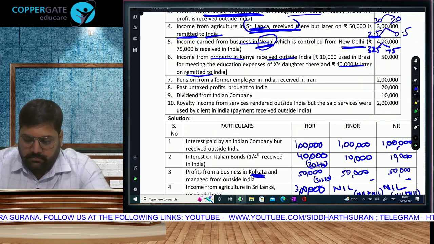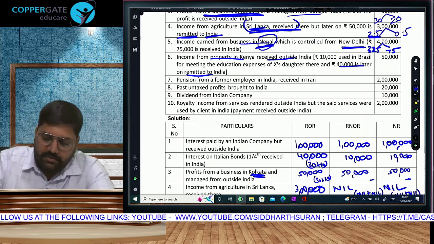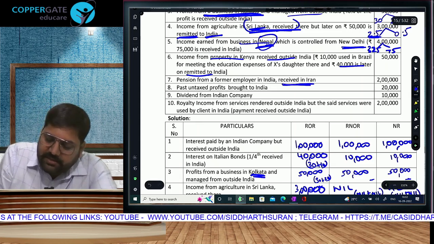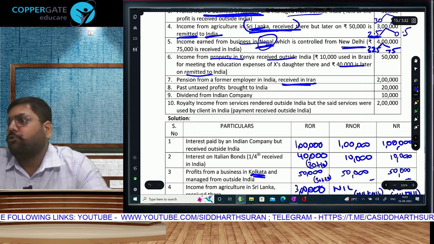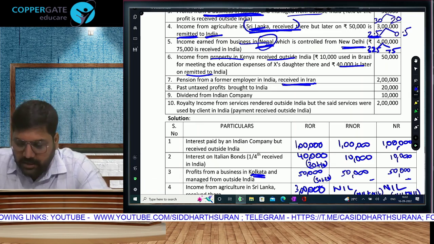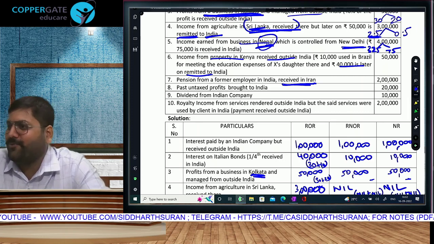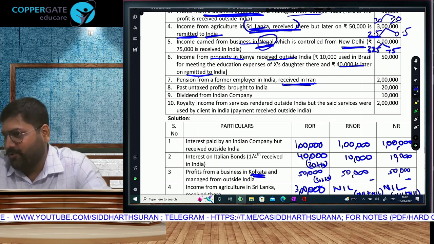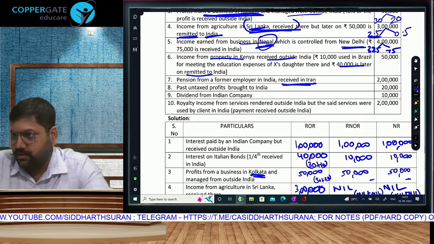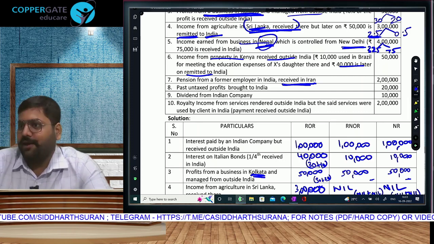Pension from a former employer in India received in Iran, 2 lakhs. As far as received is concerned, this is outside India. Yes, sir. Had this been Uran, Navi Mumbai, then it would have been taxable for all of them. So received outside, okay. Accrual we have to check.